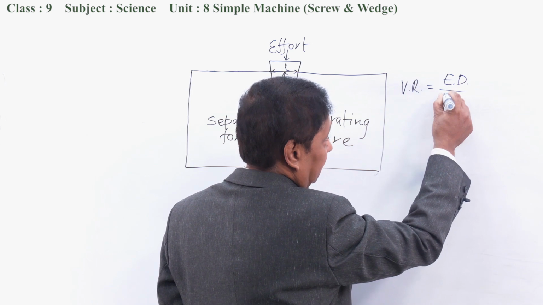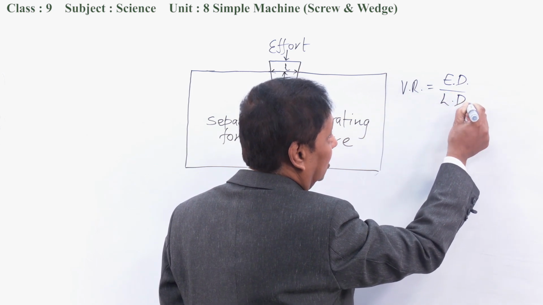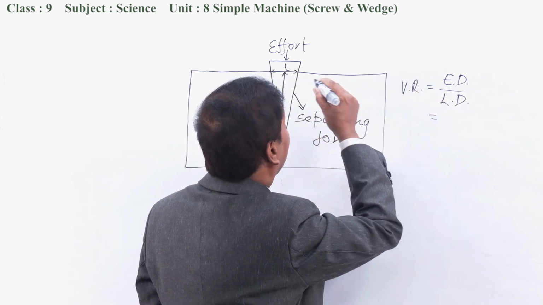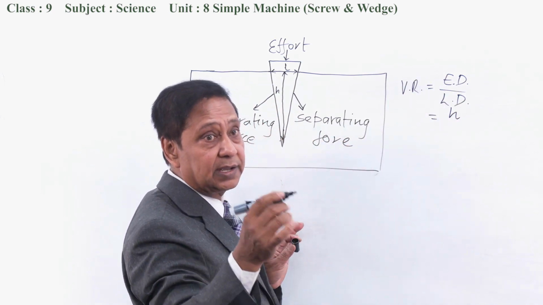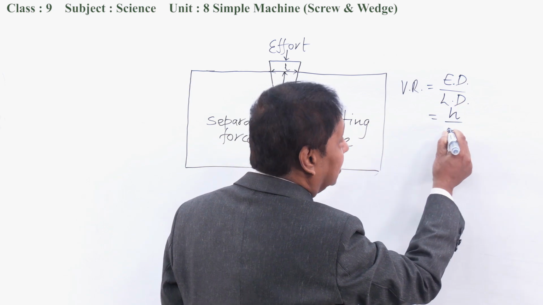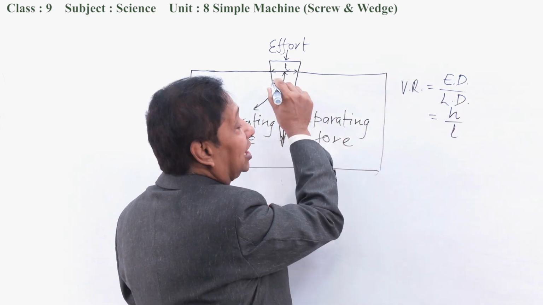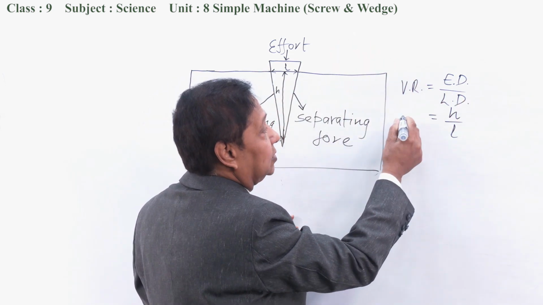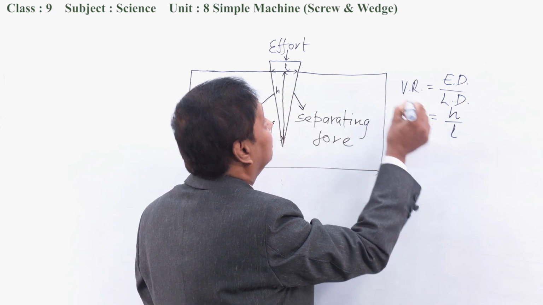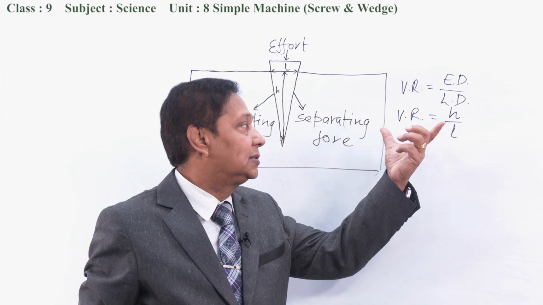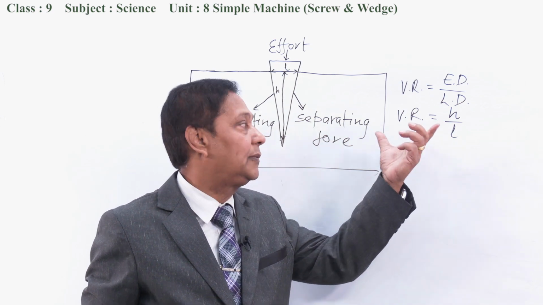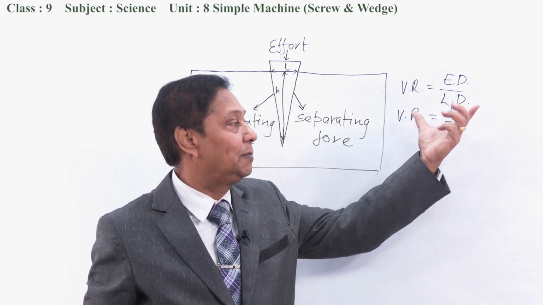We know this. It was taught in the previous class also. The effort distance in this case is h, the maximum height of the wedge inserted into the object, and the load distance is here L, the maximum thickness of the wedge inserted into the object. That's why in the case of this wedge, we can write the velocity ratio symbolically this way. The formula for the velocity ratio is h by L.